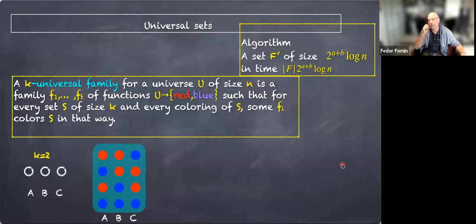Once again, I want an algorithm which constructs a b-representative set F prime of size 2 to the power a plus b logarithm n, and the running time will be polynomial in the size of F times 2 to the a plus b times logarithm of n. The algorithm is based on the notion of a k-universal family.